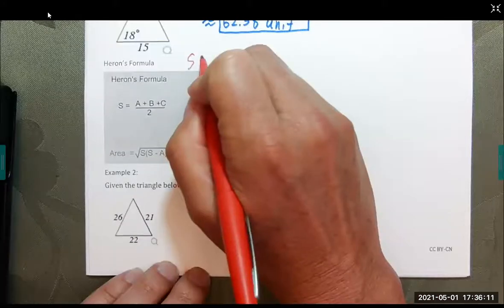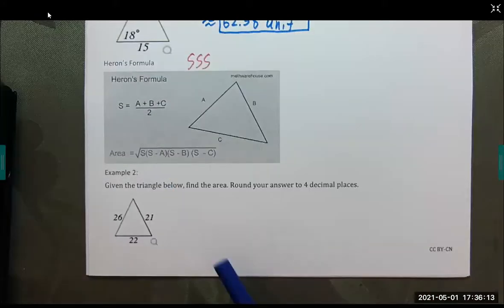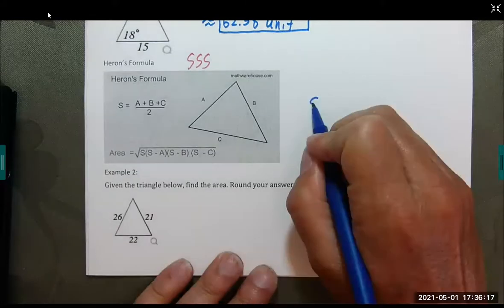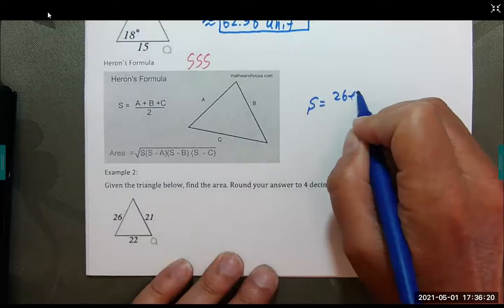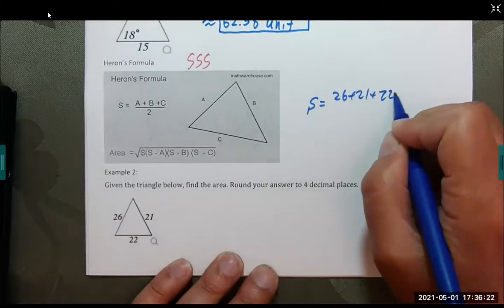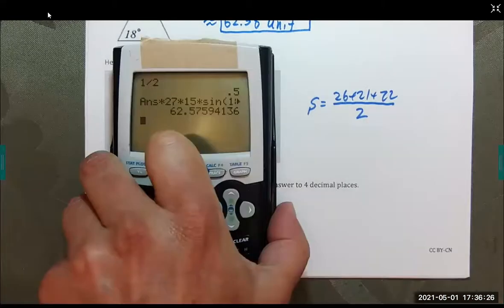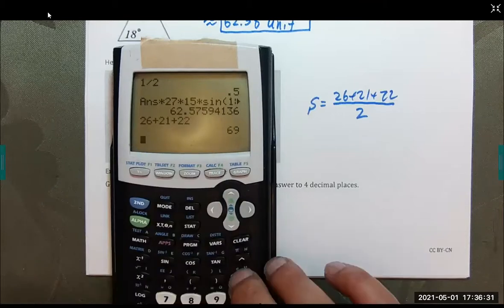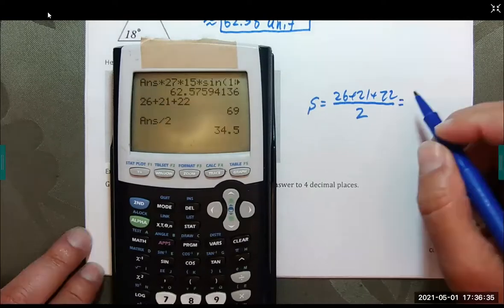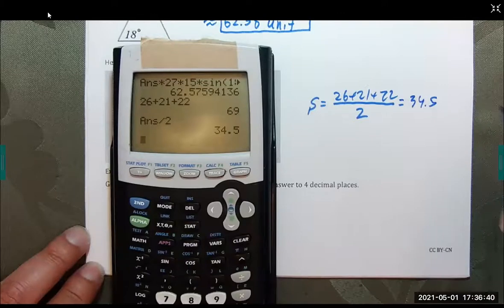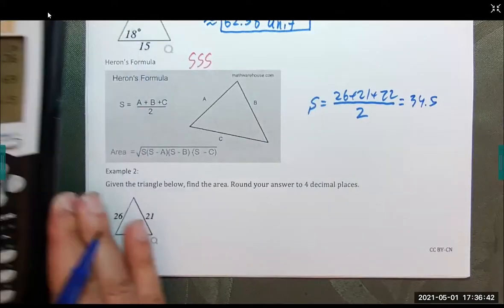And first thing I'm going to do is I'm going to find, for this one here, the semi-perimeter. That's my S, is going to be 26 plus 21 plus 22 divided in half. 26 plus 21 plus 22 divided by 2. So this is 34.5. And you can see the S is used 4 times, 1, 2, 3, 4 times in this formula.